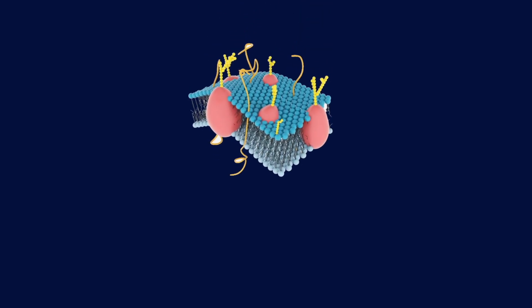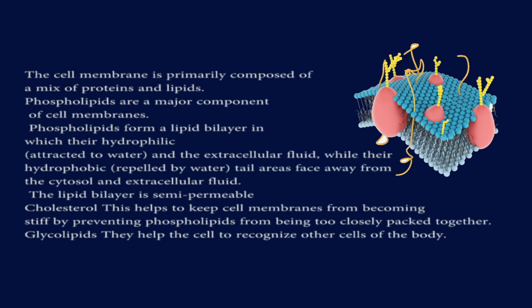Structure of cell membrane. The cell membrane is primarily composed of a mix of proteins and lipids. Depending on the membrane's location and role in the body, lipids can make up anywhere from 20 to 80% of the membrane, with the remainder being proteins. While lipids help to give membranes their flexibility, proteins monitor and maintain the cell's chemical climate and assist in the transfer of molecules across the membrane.